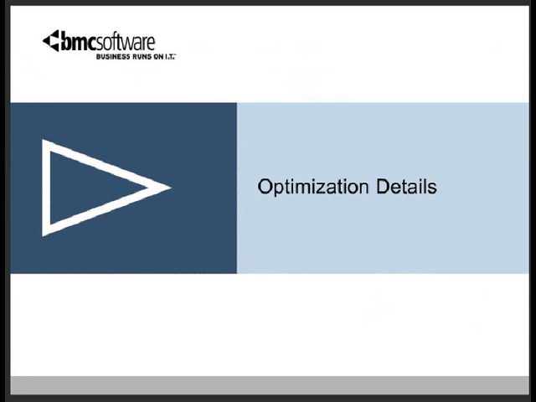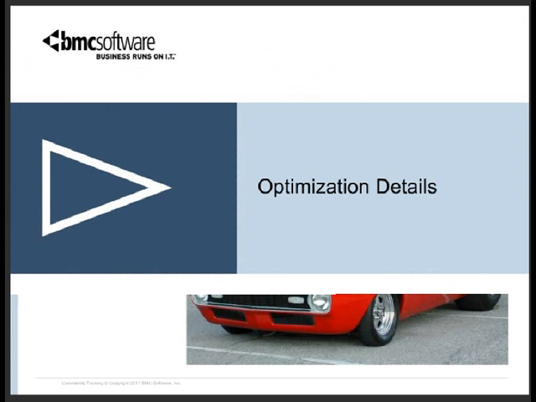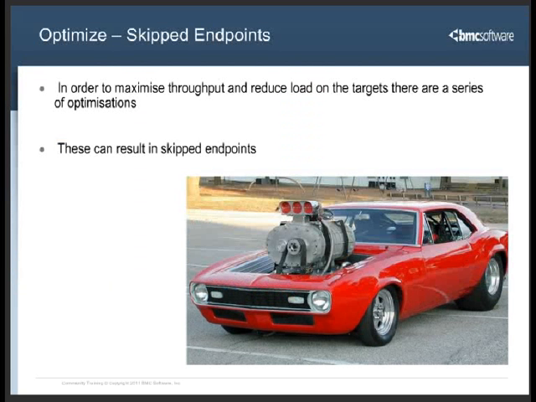So now let's look at what we mean by discovery optimization. You may remember that Atrium Discovery strives for low impact on target hosts. This can be achieved through optimization. Discovery will skip endpoints to improve scanning performance and reduce contact as well as load on the target device.